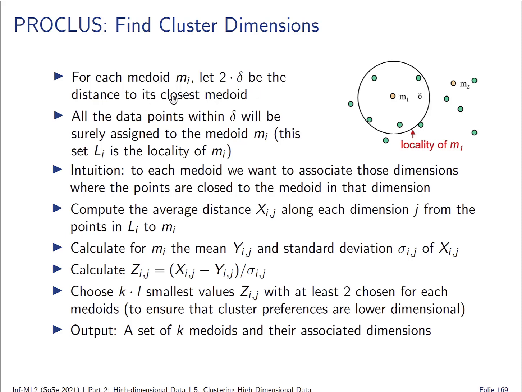So here we have one medoid M1, and here the closest medoid to M1, which is M2, and delta is exactly half the way from M1 to M2. So 2 times delta is the distance from M1 to M2, meaning that delta is exactly halfway from M1 to M2. Delta is specific to M1, specific to M2, specific to M3, and so on.